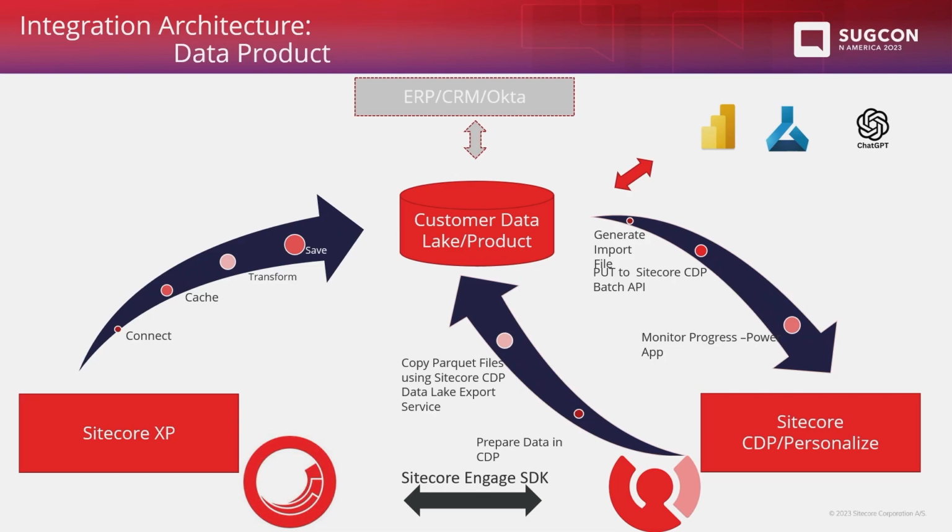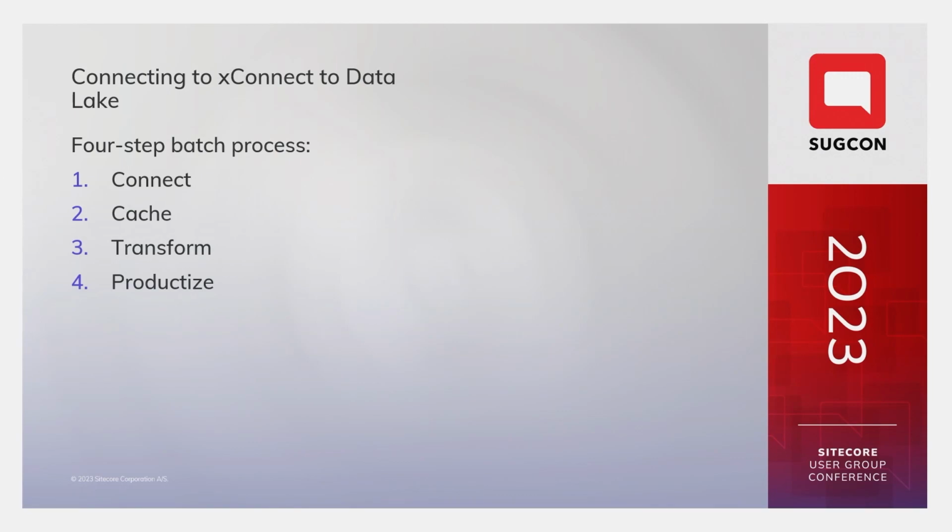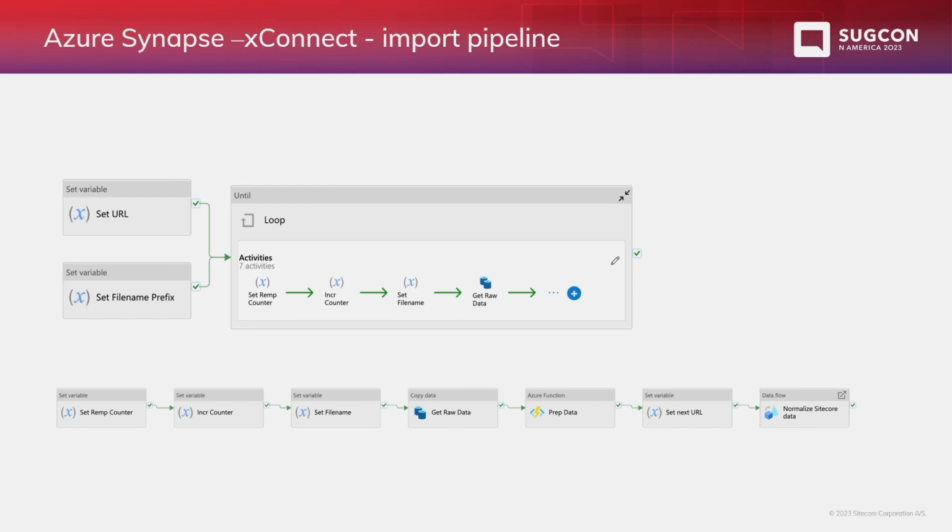So let's look at really how it might work. First we need, as I described, to connect, cache data, transform data, and then productize the data. So this is a typical Azure Synapse pipeline. As you can see here, we only have one function that we need to create. It's called prep data. Everything else is out of the box, no code.